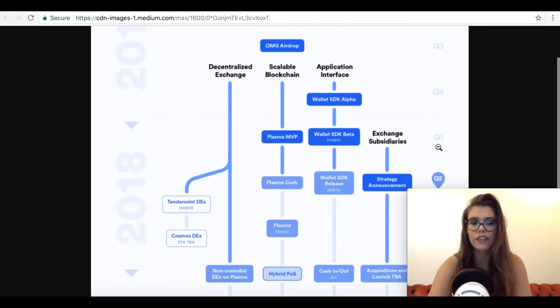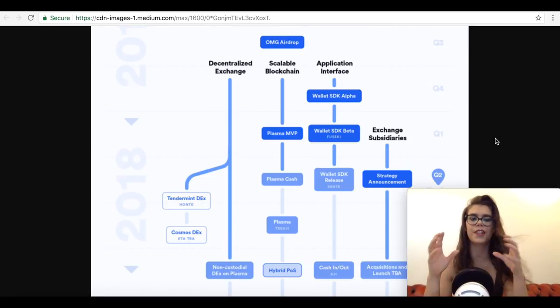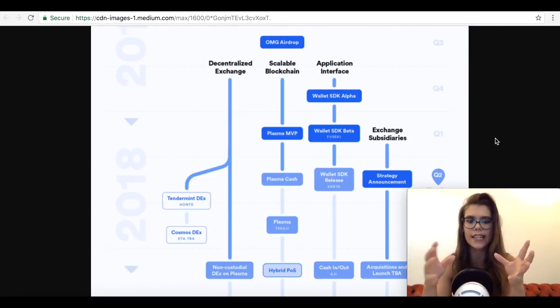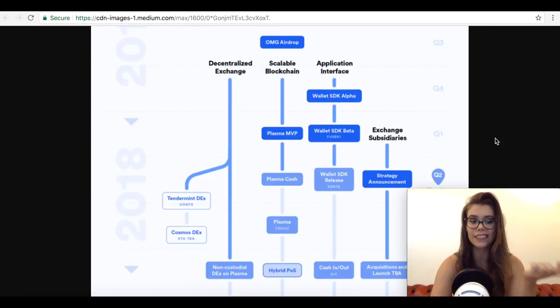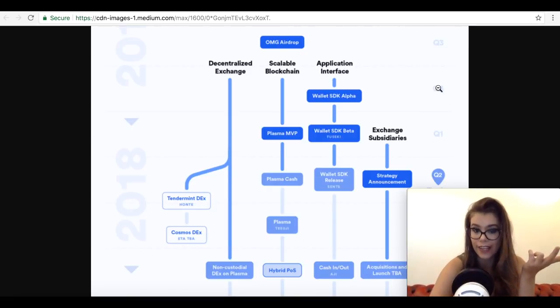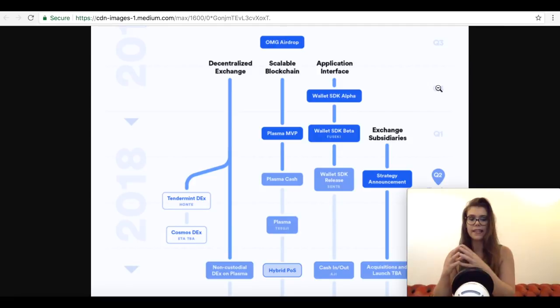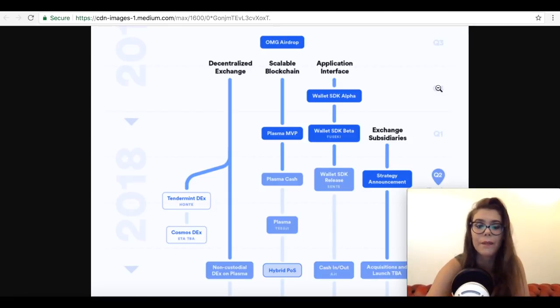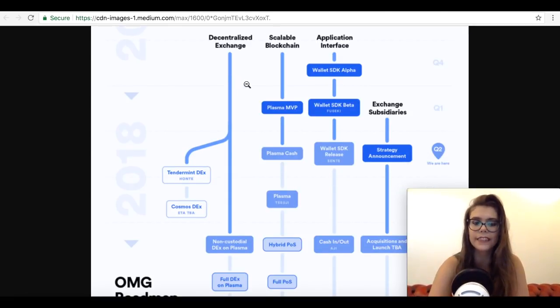So let's see what they've got planned. The way OmiseGo and its internal structure works is that it can be categorized into three principal segments, I'd say: the decentralized exchange, the scalable blockchain, and the application interface. In all of those segments, an incessant process of development updates is in progress, and this is what we're going to discuss now. The decentralized exchange has undergone quite a few changes over the past few months.